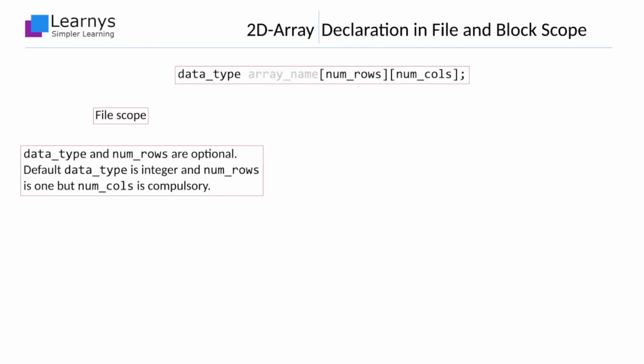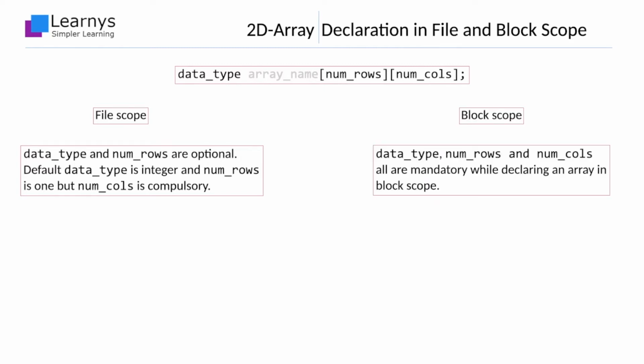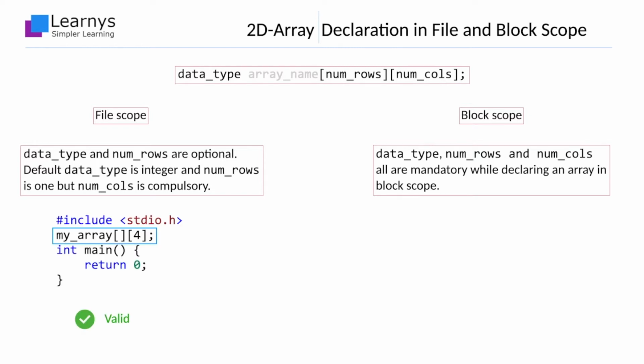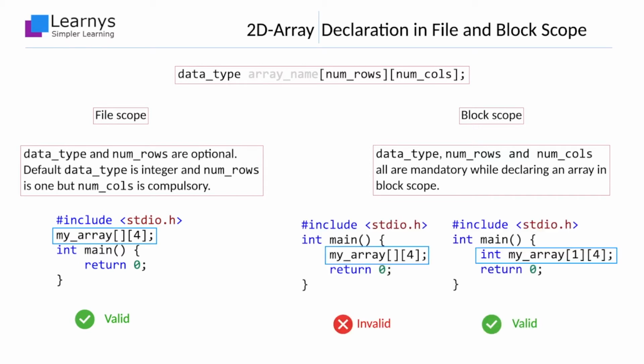In general, it is always a good practice to define everything explicitly and not let the compiler do it for you. On the other hand, if declared in a block scope, data type, num rows as well as num cols all have to be specified, otherwise the program will not compile. For example, this statement is valid in file scope and will successfully declare a two-dimensional integer type array having 1 row and 4 columns. But the same statement will not compile in block scope unless the data type and number of rows are explicitly defined. This is the modified version of this declaration statement, which will get compiled in block scope too.